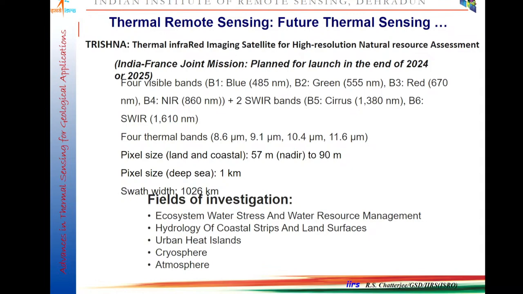And this is the purpose. This is the research focus. So what are the research areas? Ecosystem water stress and water resource management, hydrology, urban heat island, cryosphere, atmosphere, and many other high temperature object detection and spatiotemporal dynamics of these thermal anomalies is the purpose of this mission.